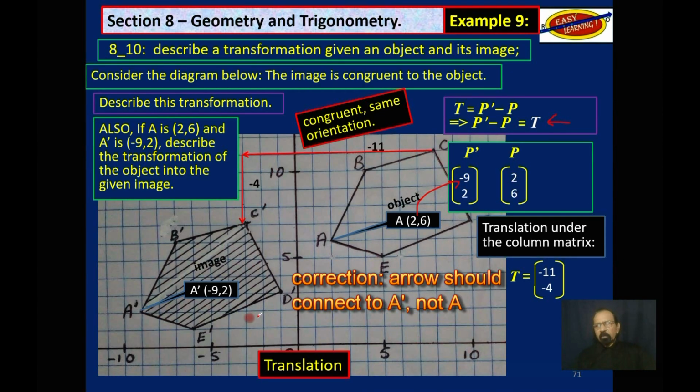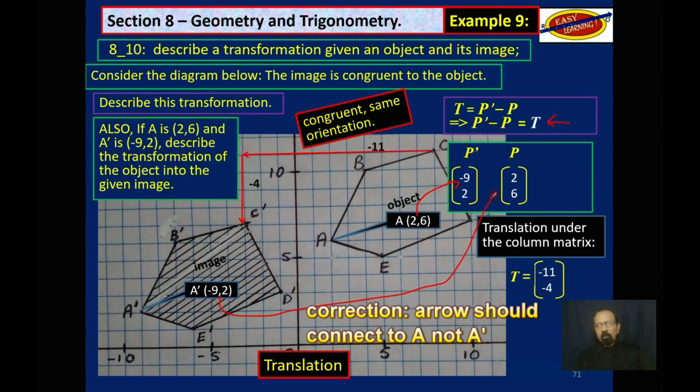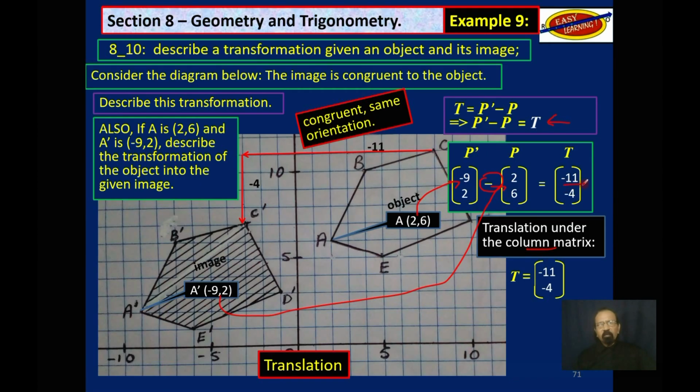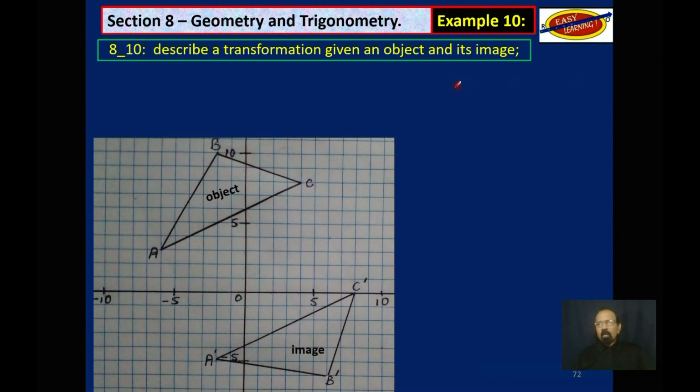and P, which is this one here, subtract them, and we will get the translation vector expressed as a column matrix. Negative 11, negative 4, that is. Negative 9 minus 2, which is negative 11, and 2 minus 6 is negative 4, which is the same thing we had down here. All right, that was example 9. Example 10.